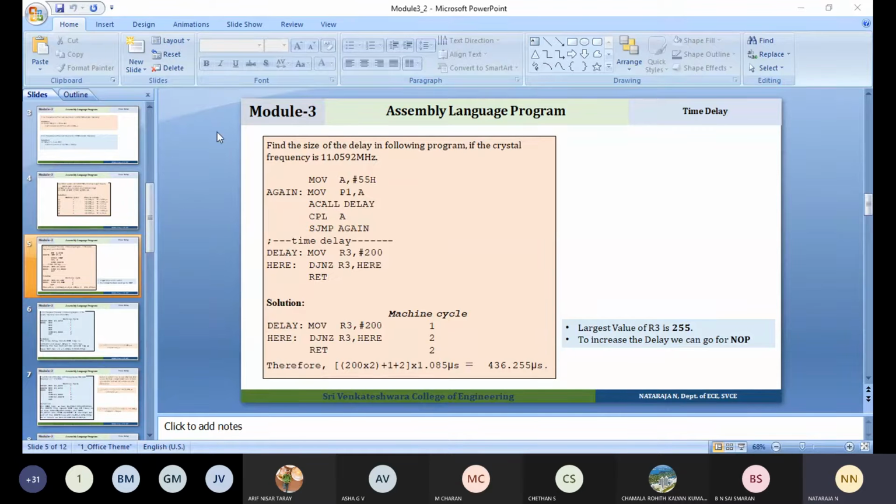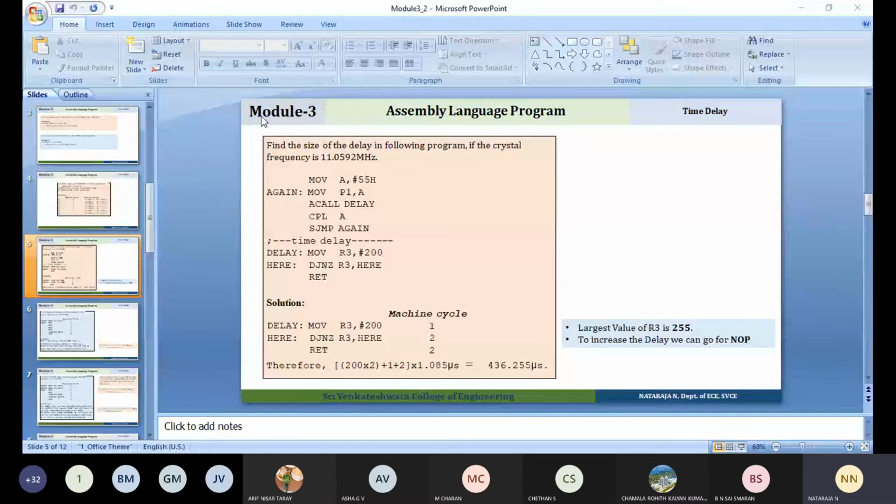Now MOV A, #55. We are going to move 55 to the accumulator. Then MOV P1, A, and ACALL DELAY, CPL A and SJMP AGAIN. Here we have five lines of program, but we are not going to calculate the delay with respect to each instruction. We are going to calculate it with respect to the delay.